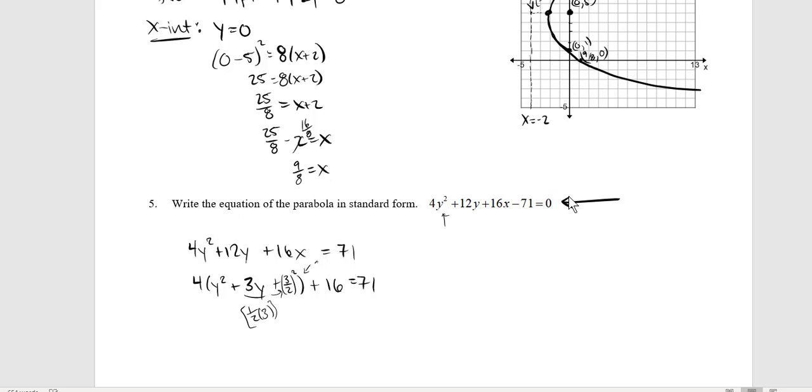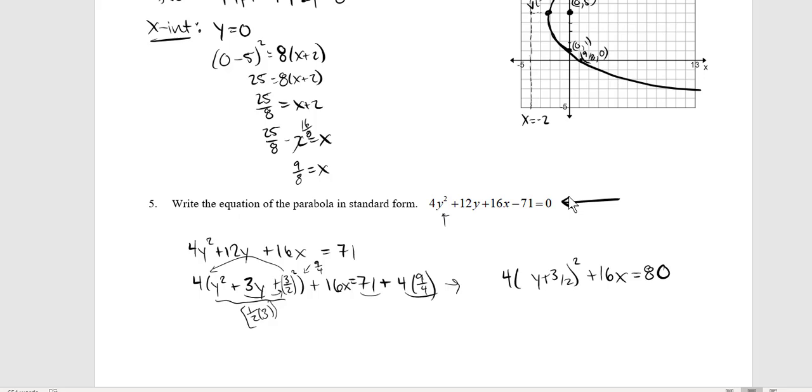Okay, so that's really 9/4, right? 9/4. But what do we have? I have 9/4 being multiplied by the 4 outside. That's really 4 times 9/4 is 9 that we've added to this side. I better add it to the other side as well. Forgot my x there. Better add it to the other side as well. This is just 4 times 9/4. So now my equation gives me 4 times the factored trinomial plus 16x equals 71 plus 9 is 80.